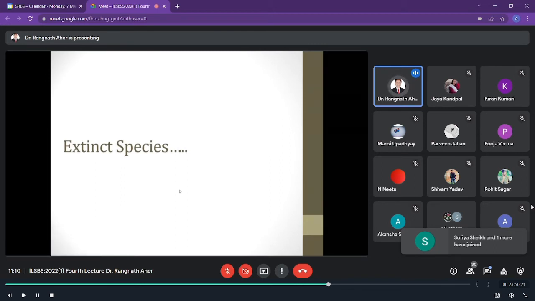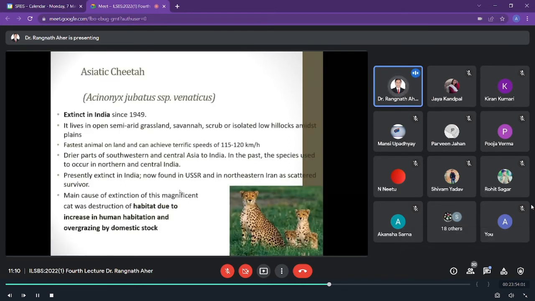See, the extinct species are there. For example, the Asiatic cheetah, which has been extinct in India since 1949. It lives in open semi-arid grassland, savannas, scrub, or isolated low hillocks amidst plains. It is the fastest animal on land and can achieve terrific speeds of 115 to 120 km per hour. But the main cause of the extinction of this magnificent cat was destruction of habitat due to increase in human habitation and overgrazing by domestic stock. Due to this, the Asiatic cheetah is nowadays extinct in India.